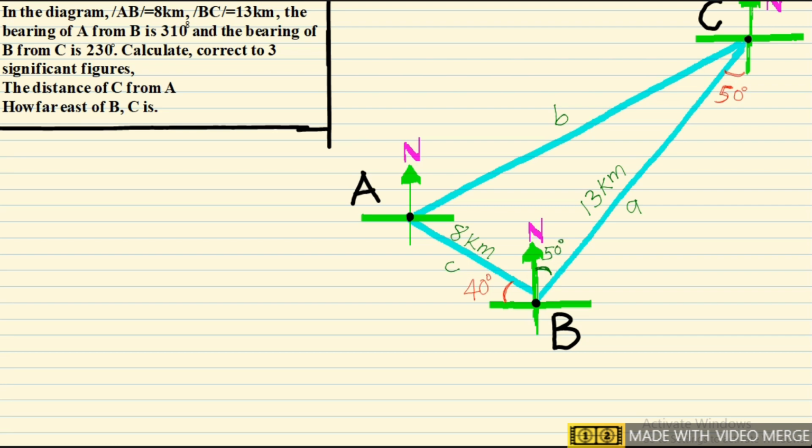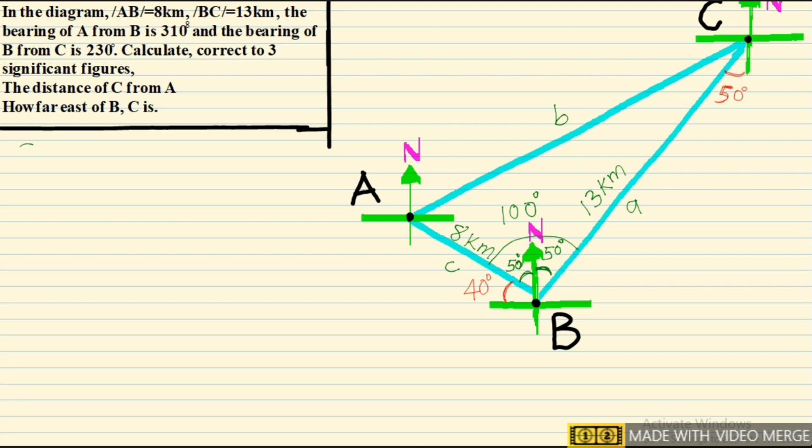Also, since we have 40 in this corner here, from north to west, that is 90 degrees. So that means the other corner here is 50 degrees. Another 50 degrees, making the whole of this angle 100 degrees. So when we have two sides and the included angle, the 100 degrees is in the middle of the two known sides. That means cosine rule is to be used.